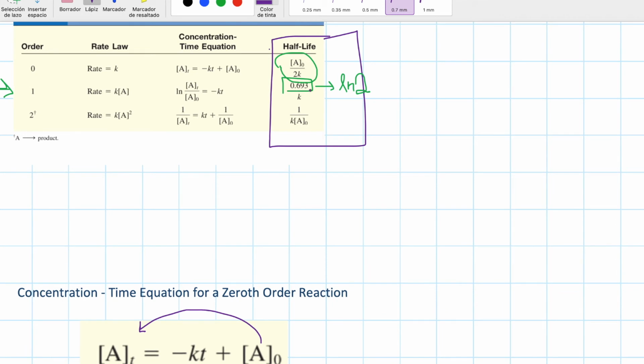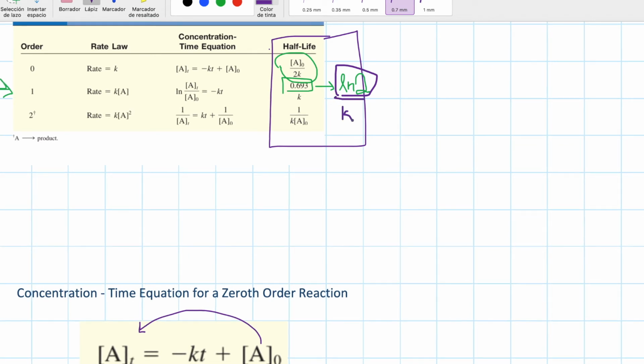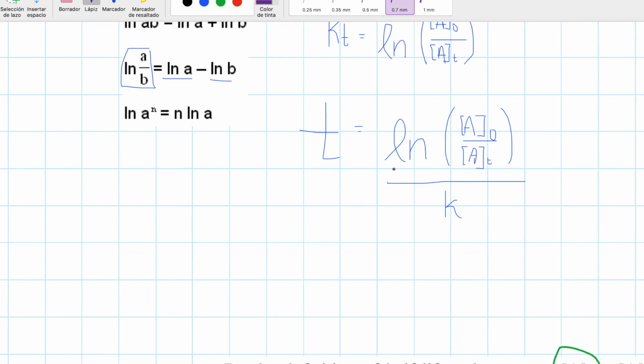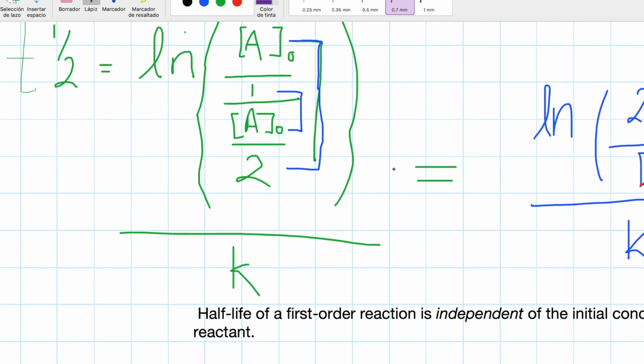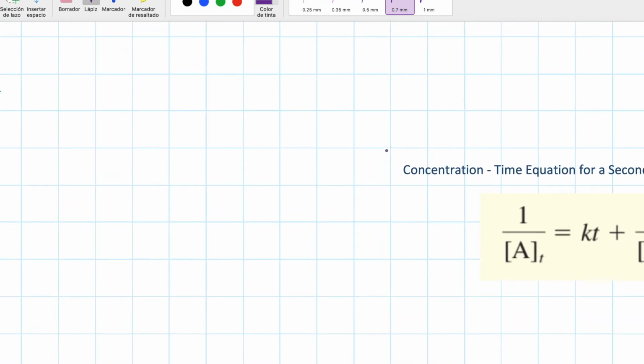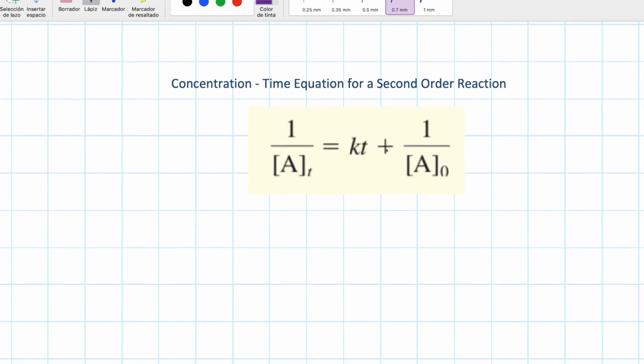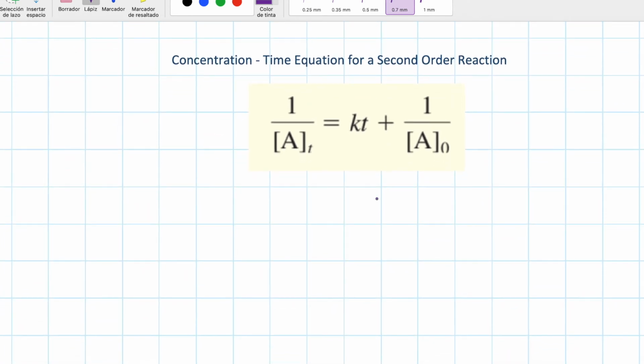So let's go ahead and see the table to see if we got the same answer. Well, the same formula. So yeah, we got it. If you plug this information into your calculator, you'll get the same value, and it's going to be over K, which is what we got. Okay, so now let's move on.